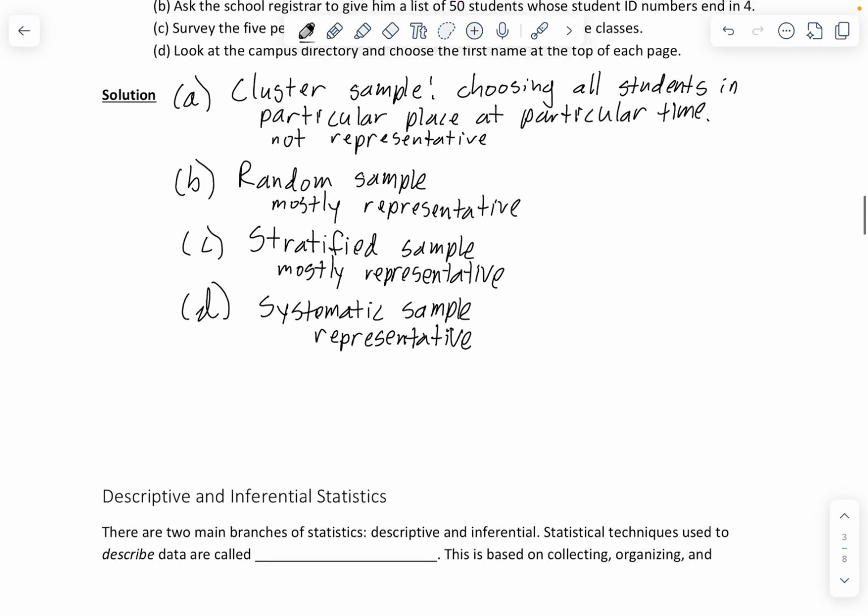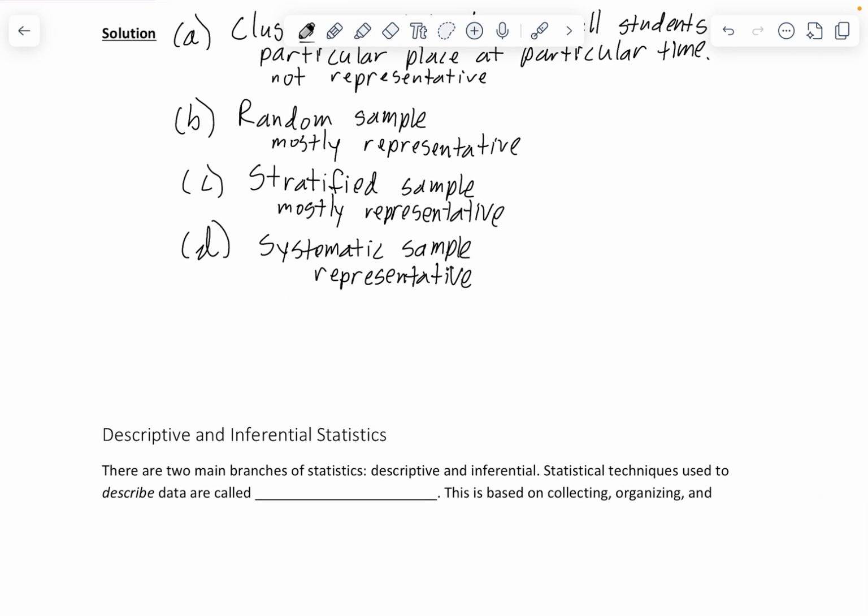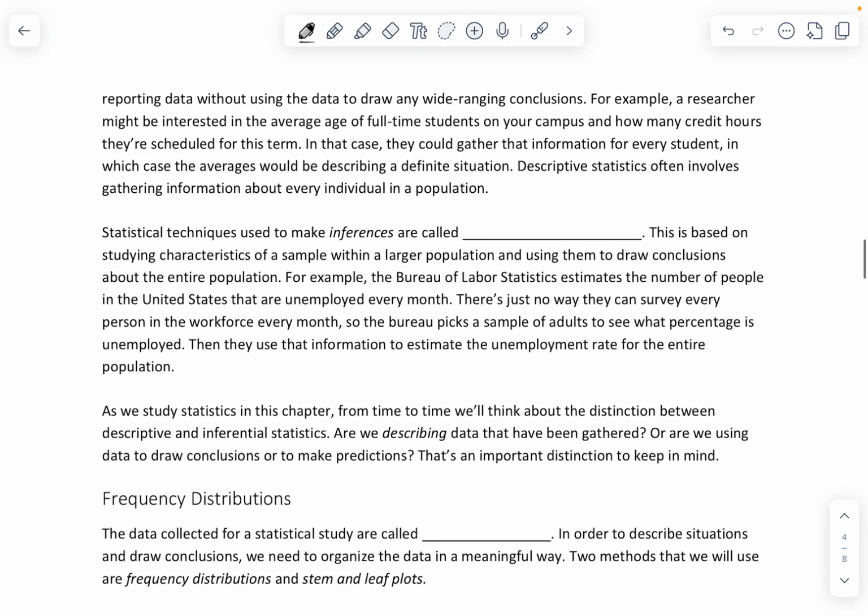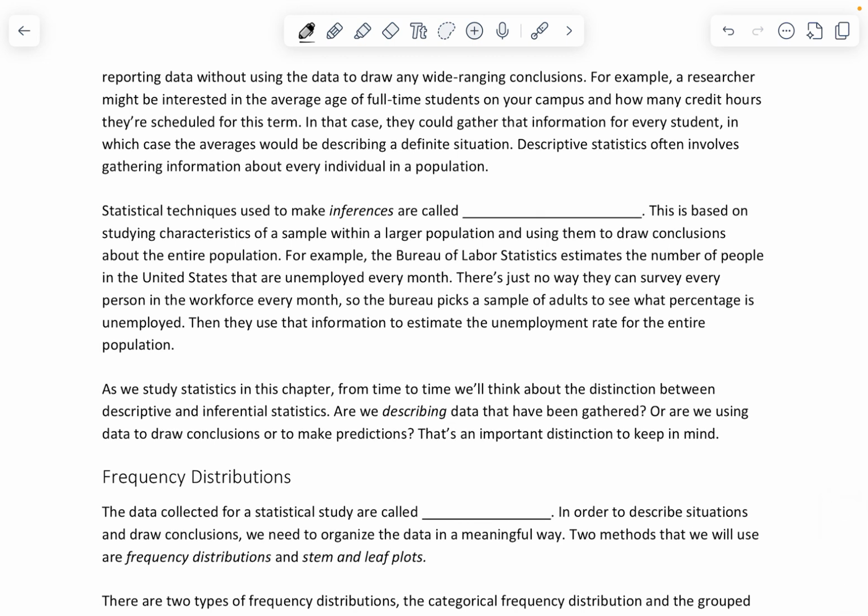Okay, let's move on now and talk a little bit about the difference between descriptive and inferential statistics. There are 2 main branches of statistics: descriptive and inferential. Statistical techniques used to describe data are called descriptive statistics. This is based on collecting, organizing, and reporting data without using the data to draw any wide-ranging conclusions.